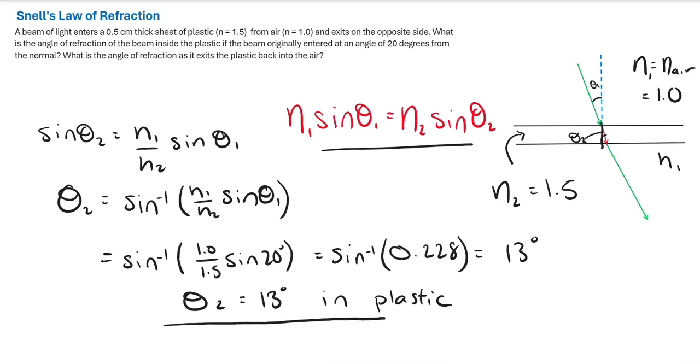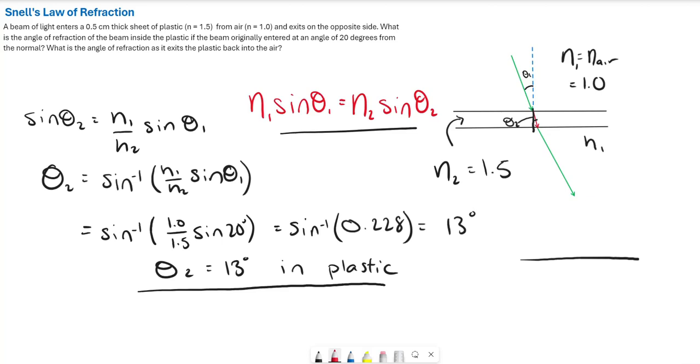So this is the first part of our question. And now we have the beam leaving the plastic and going back into air. So we can just blow this part up so we can see it a little bit better. So now we have N2 up here and N1 down here. So this is inside of the plastic. So we know this angle here is 13 degrees. So we'll call this theta 2 equals 13 degrees. That's what we just found.